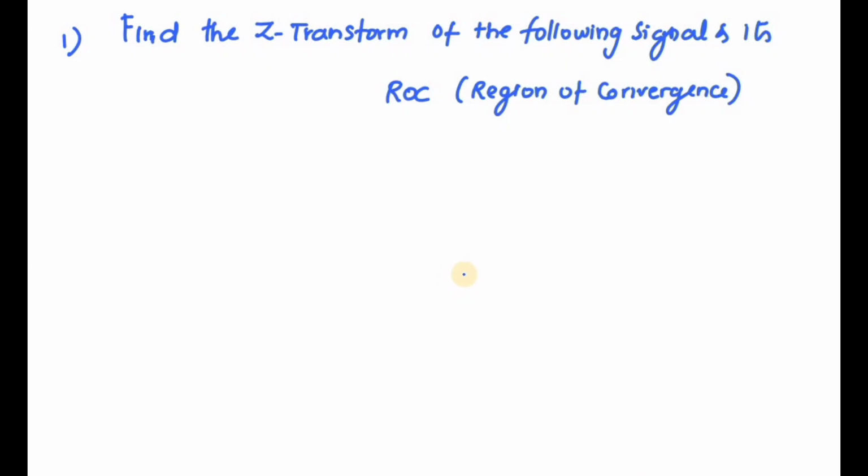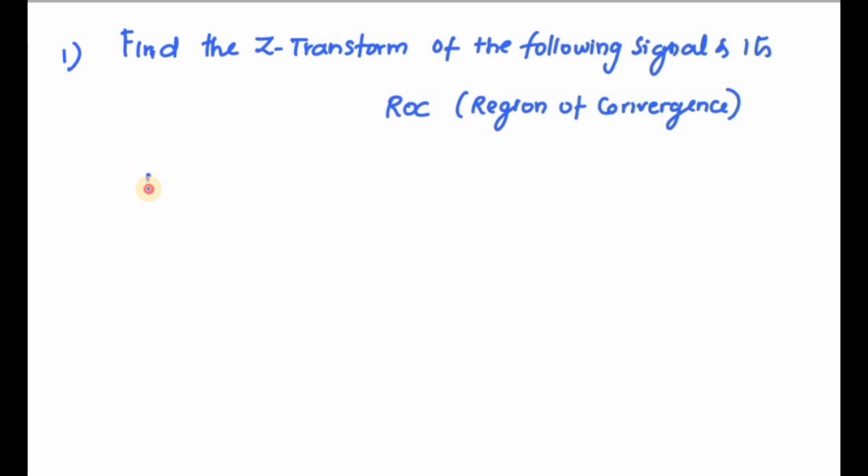So here we are going to discuss the problems on Z transform and how to find the regions of convergence, which is mentioned as ROC. Okay, the first problem is x of n is equal to del of n.